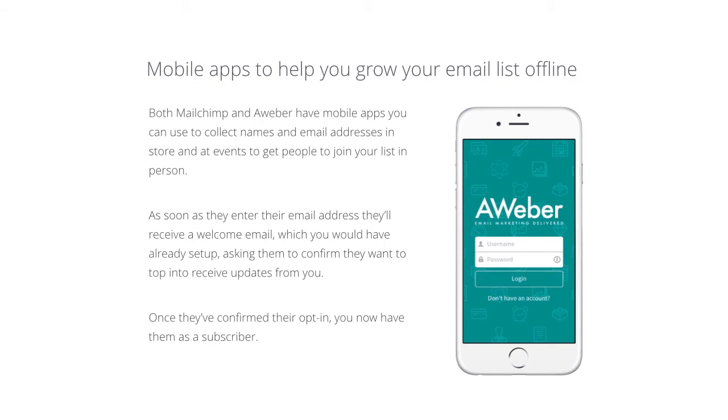Let's talk about mobile apps to help you grow your email list offline. Both MailChimp and AWeber have mobile apps you can use to collect names and email addresses in store and at events to get people opting in there and then in person. As soon as they enter their email address, they'll receive a welcome email, which you could have already set up. That's part of the autoresponder sequence that you've created, asking them to confirm that they want to receive email updates from you. Once they've confirmed their opt-in, you now have them as a subscriber, and you can build a solid relationship with them and market your business to them.